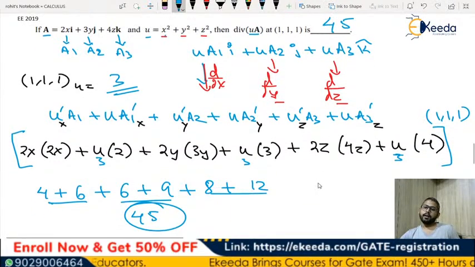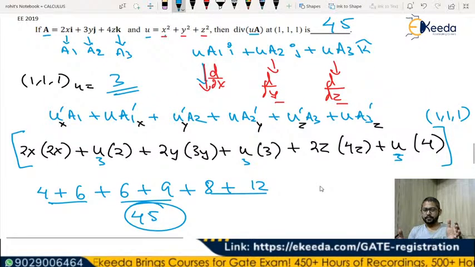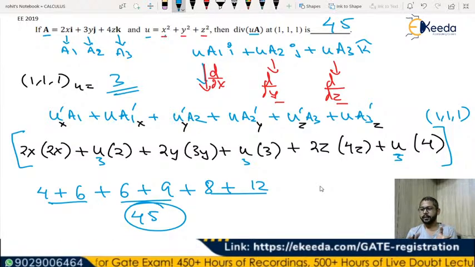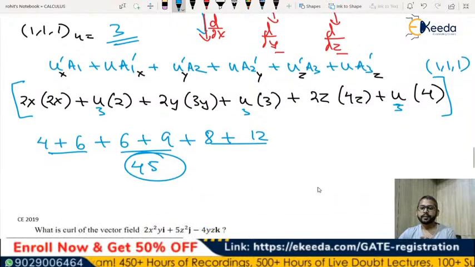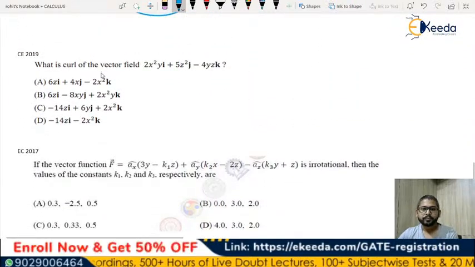So that's it. Instead of expanding u everywhere, you don't have to do this. You don't need the expansion of u everywhere, and that is why I am not doing it. Clear? So 45 is the answer. Move to the next question. We have got a few more questions here. Fine.